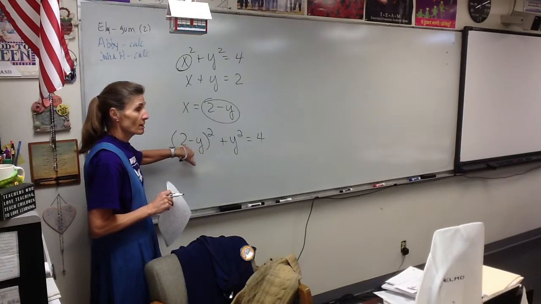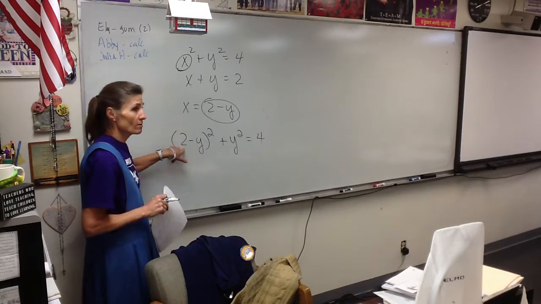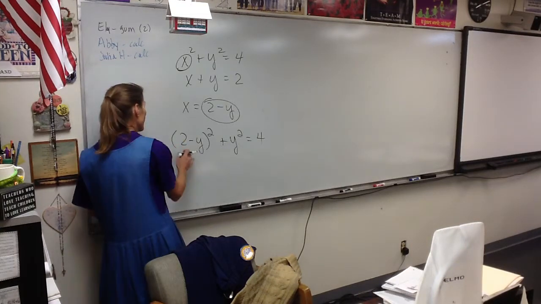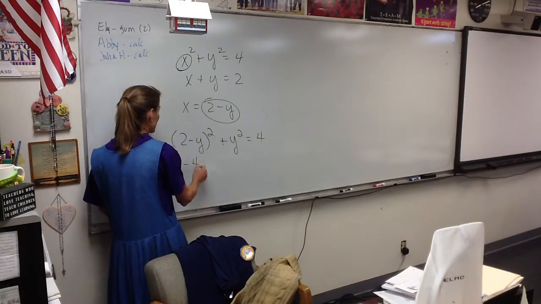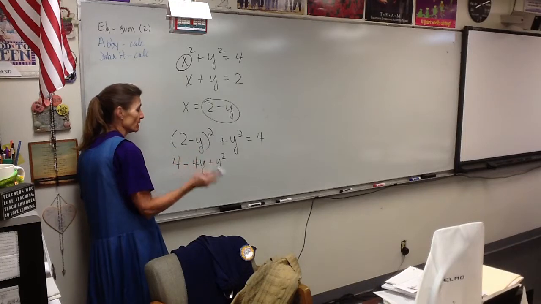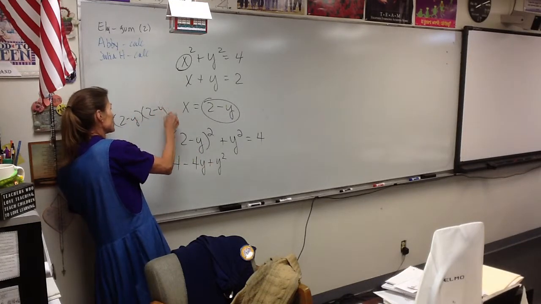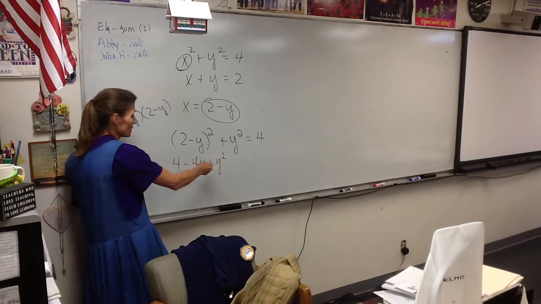Now, this is a FOIL. Do not make a third-grade mistake. You don't square these, you FOIL this. So when I FOIL that, I get 4 minus 4y plus y squared. Now, I'm old, I do this for a living, I can FOIL that in my head. If you can't, you're going to FOIL it over to the side, just like this, to make sure you get the right answer.